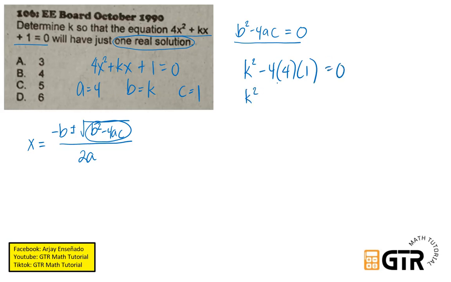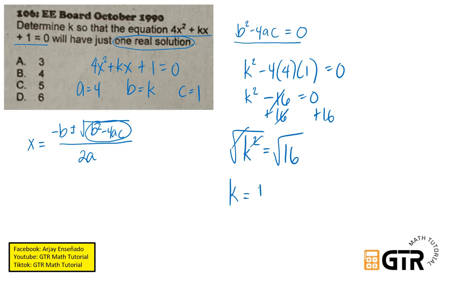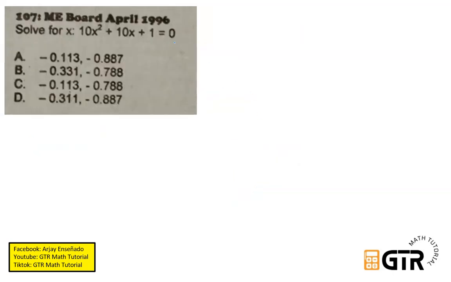So we have k squared, negative 4 times 4 times 1. So that is negative 16 equals 0. And then add 16 to both sides. So we have k squared is equal to 16, and then extract the square root of both sides. So therefore, the value of k is plus or minus square root of 16, that is equal to 4. Since ang nasa choices lang natin positive, so the correct answer is letter B, 4. Okay, so next number 107.